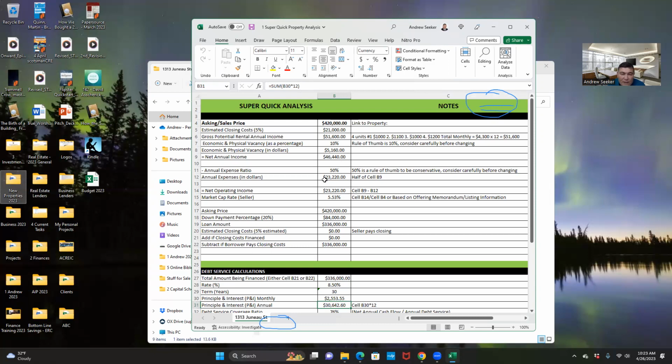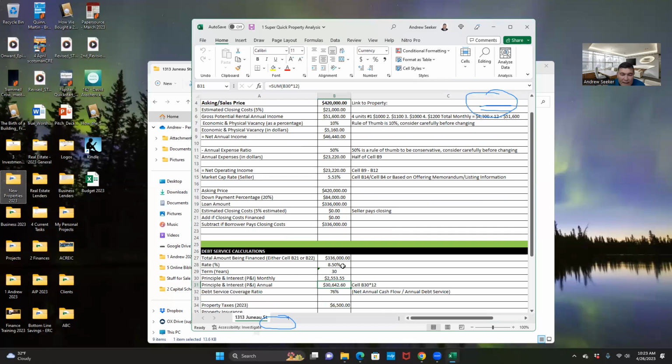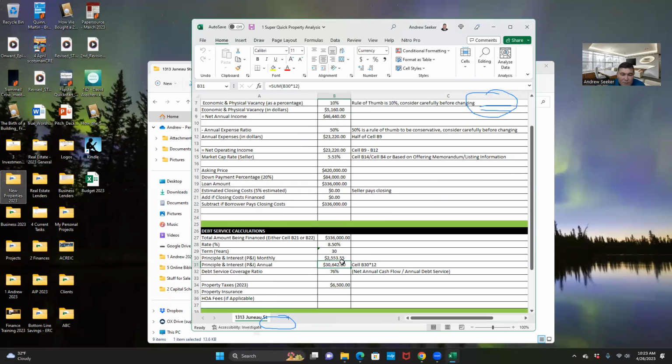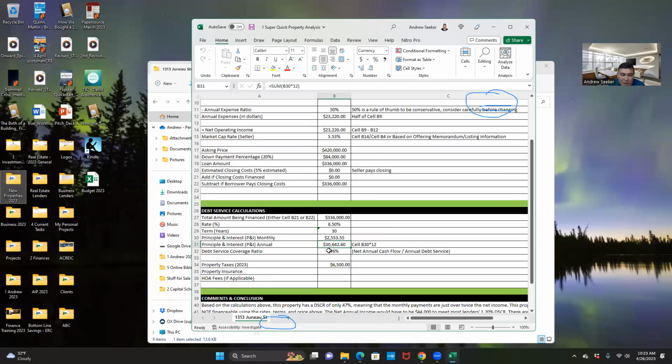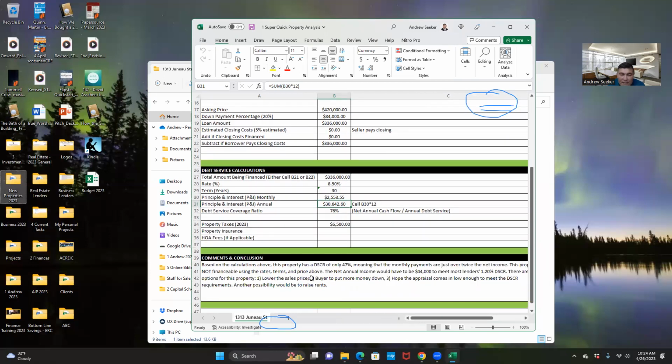So I came up with my net annual income, with an operating expense ratio of 50%, net operating income 23,220. I calculated that at 8.5% interest and came up with a monthly principal and interest of 2,553.55, or 30,642.60 in annual P&I. Debt service coverage ratio only came up to 76%. And remember, I need a 1.2 or preferably a 1.25. So this once again is a deal killer. This isn't going to work for me.